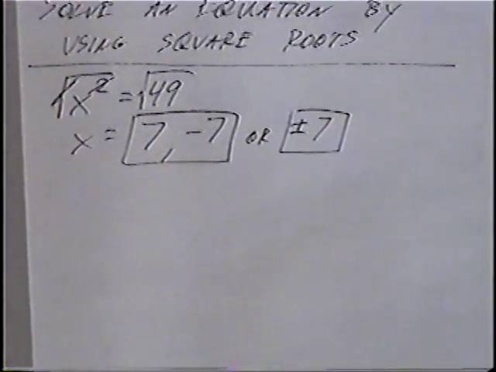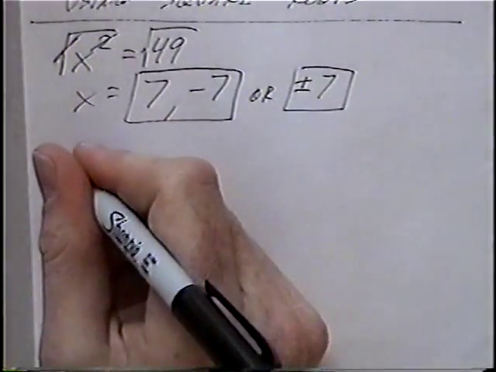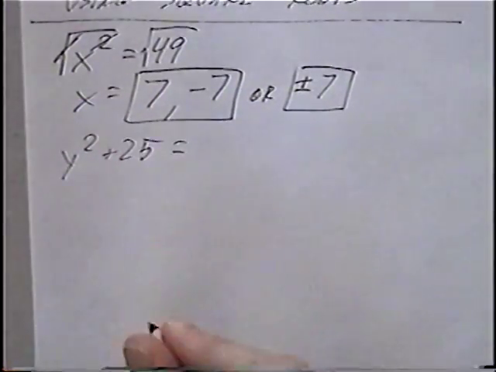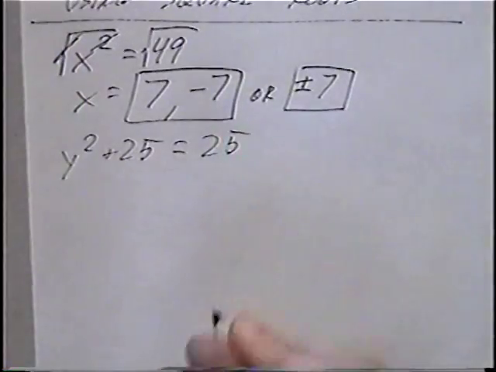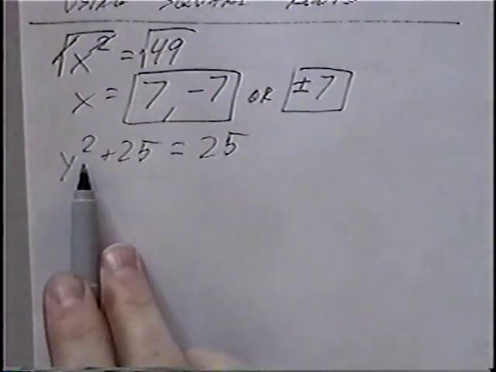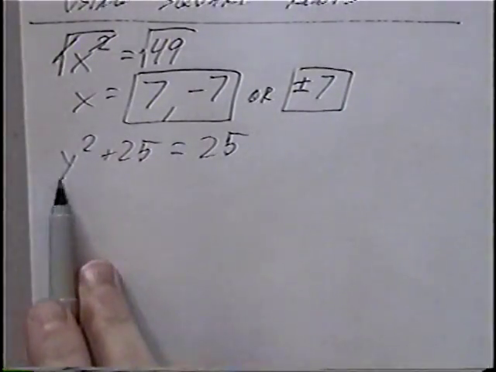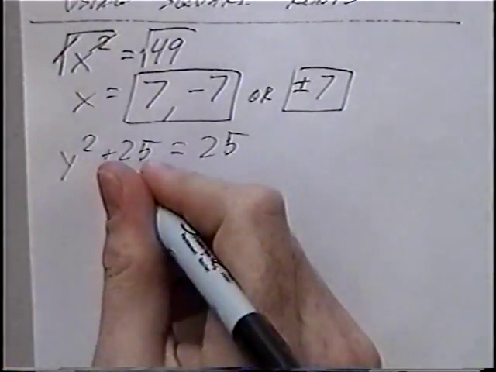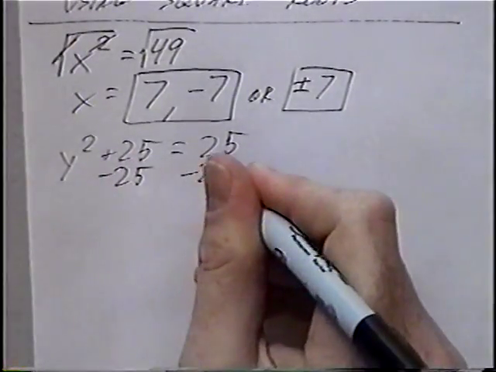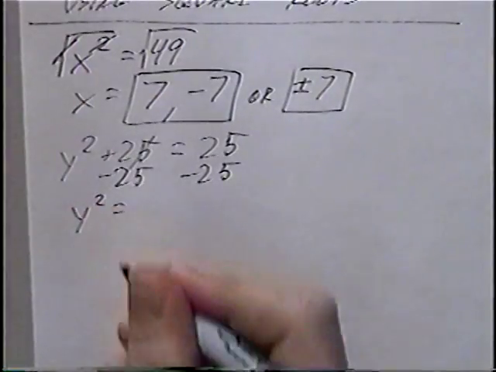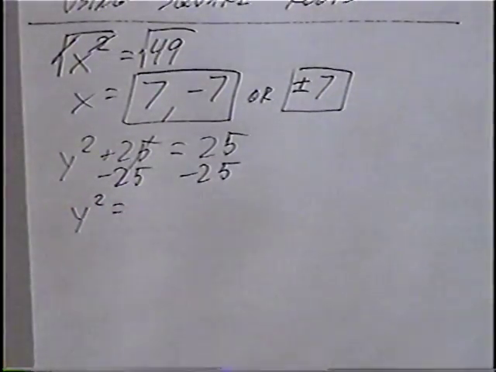Second question we'll look at: y squared plus 25 equals 25. Before taking the square root of the y squared, we want to get y by itself. So if we have plus 25, the opposite would be minus 25. Y squared equals 25 minus 25 would be 0.